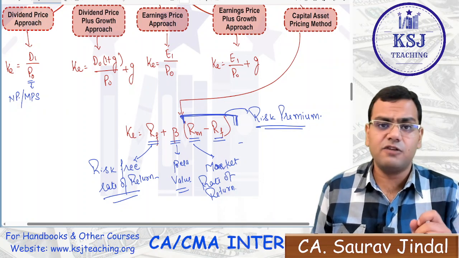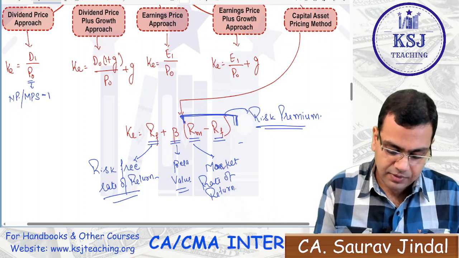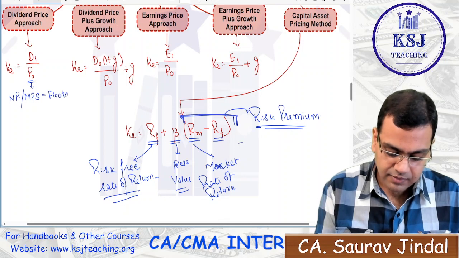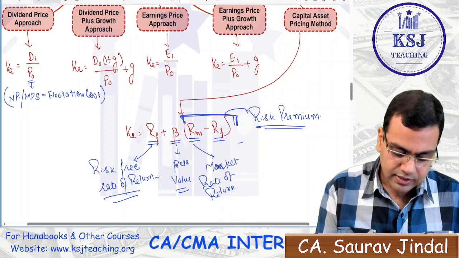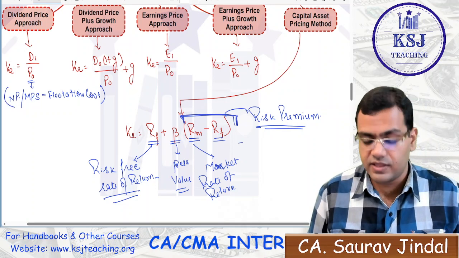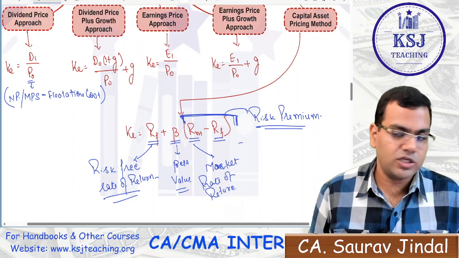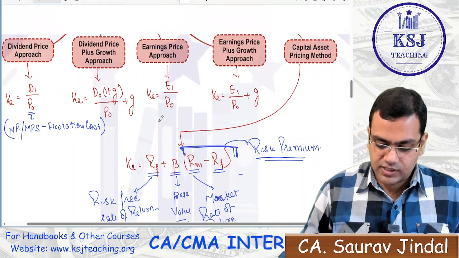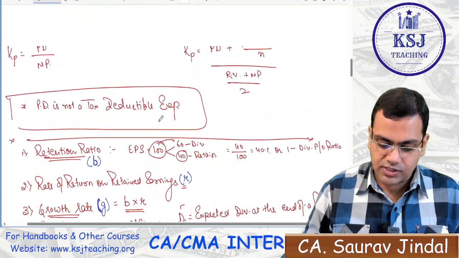Secondly, if there is a flotation cost, you have to subtract the flotation cost from here, minus flotation cost, right? So you have to be careful with this. If the market price is given and the flotation cost is given, then you have to subtract the flotation cost. So this is all about the cost of equity shares.